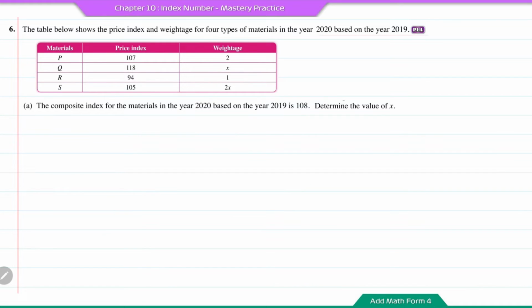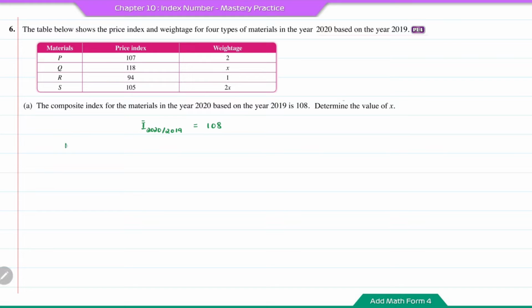Question number 6. The table below shows the price index and weightage for 4 types of materials in the year 2020 based on the year 2019. Question A. The composite index for the materials in the year 2020 based on the year 2019 is 108. Determine the value of X. To get the answer of 108, we're going to take the price index of the materials P, Q, R, S and multiply with its weightage, followed by dividing with the total weightage.